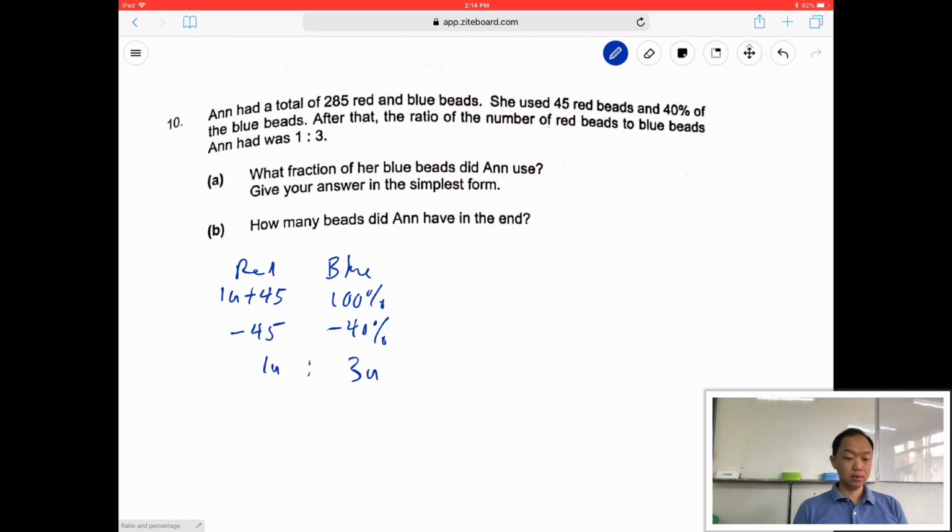How to do? So for part A, what fraction of her blue beads did Anne use? Isn't that just 40%? So it's 40 over 100, 2/5. Yeah. Okay, so that's 2/5. Then part B, how many beads did Anne have in the end?